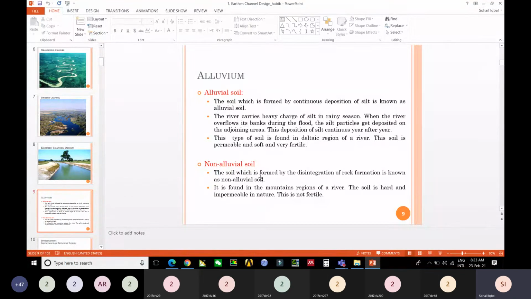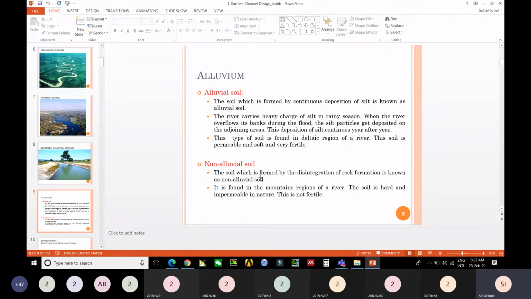So at those places we have to observe that that type of soil is non-alluvial. And the soil there is disintegration of the rock, meaning small particles of rock, that are impermeable particles and not good from the productivity point of view.